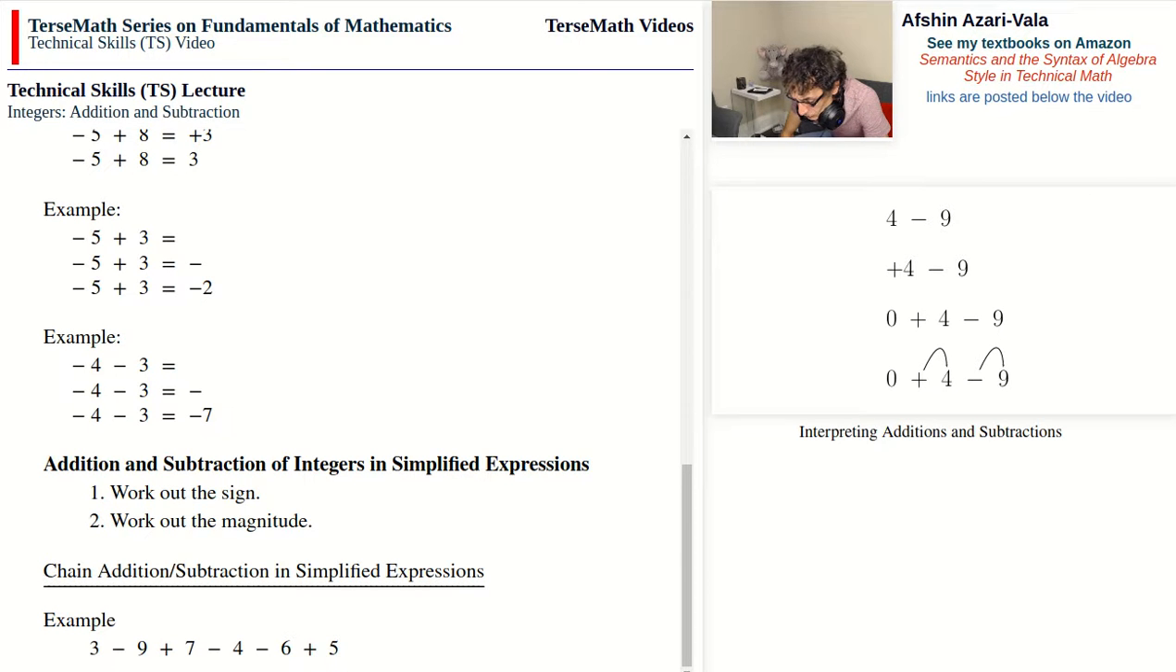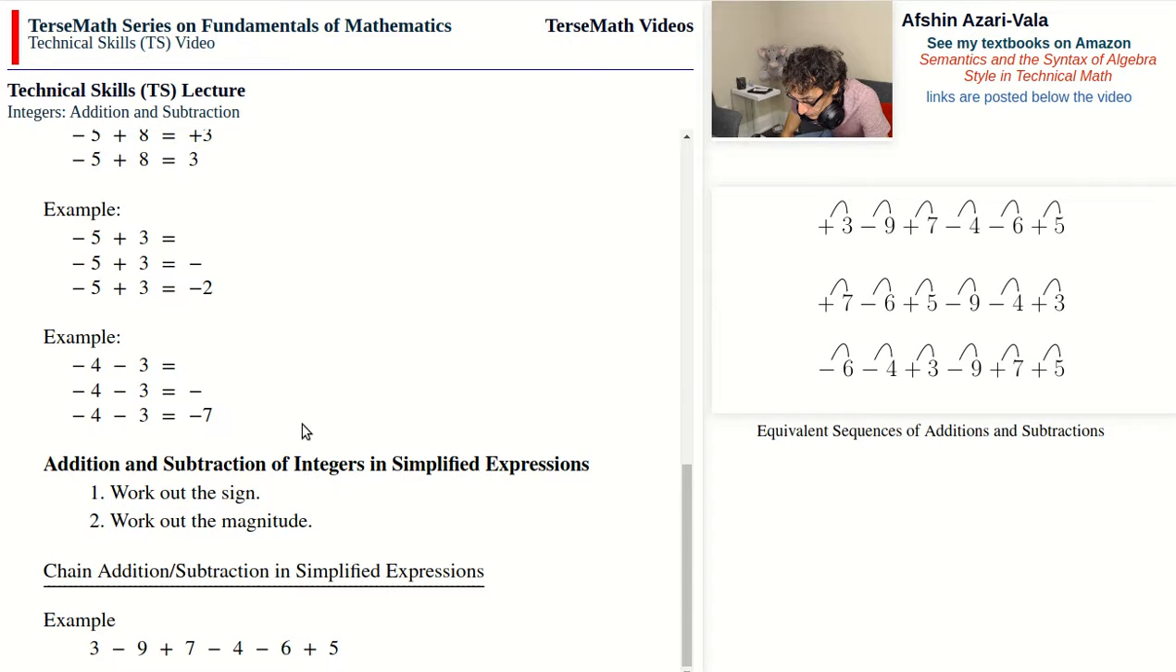And in order to explain the algorithm that makes it easy to actually work out these kinds of expressions, take a look at the diagram on the right side. Here we have the same problem, but I've used arrows to indicate that we start with a gain of 3, followed by a loss of 9, followed by a gain of 7, a loss of 4, a loss of 6, and a gain of 5.